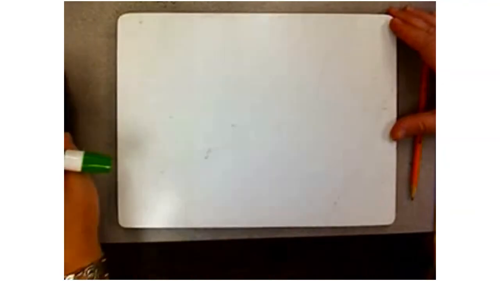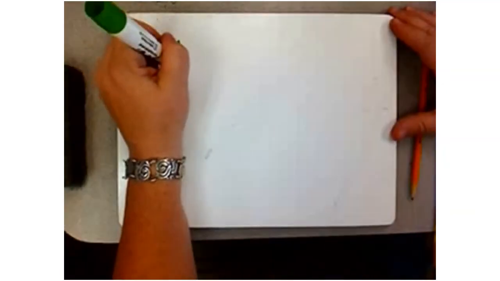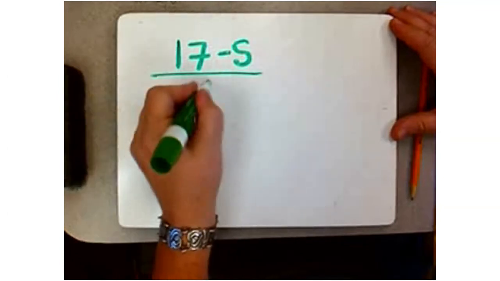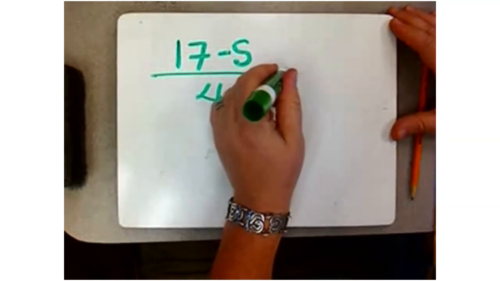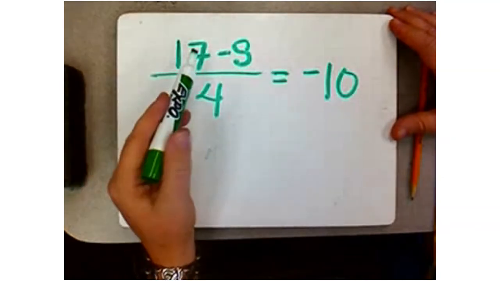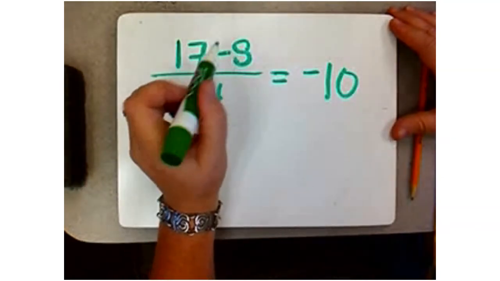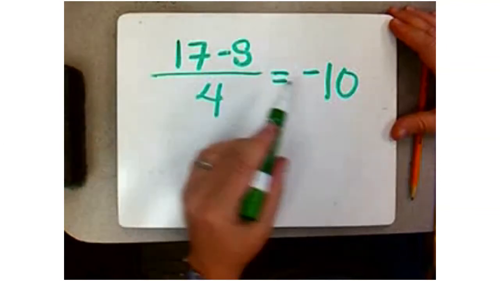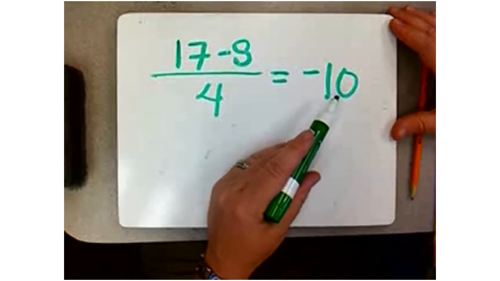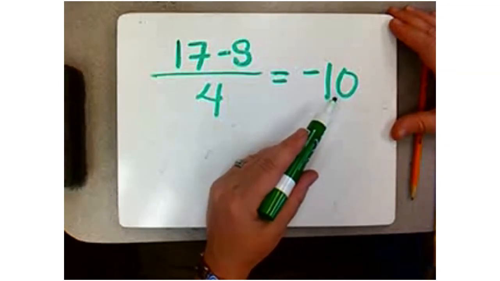Here's another one for you, and this will be the last one. 17 minus s over 4 equals negative 10. Pause the video, do the work, start the video, and I'll show you the solution.